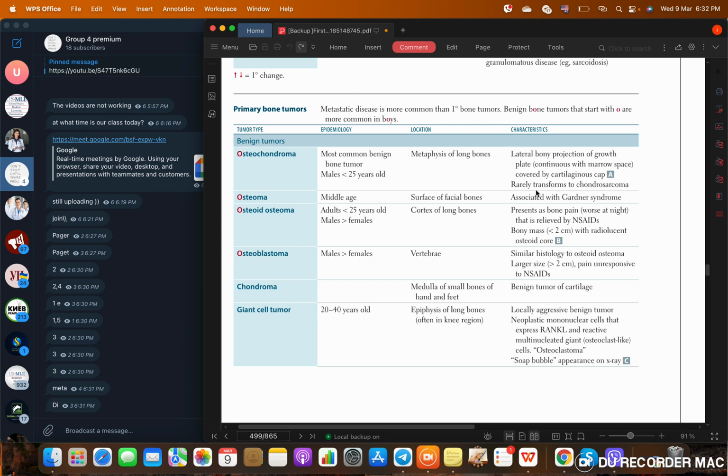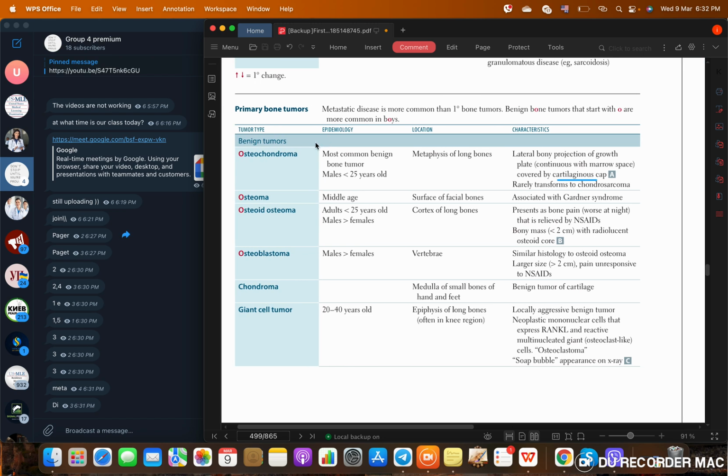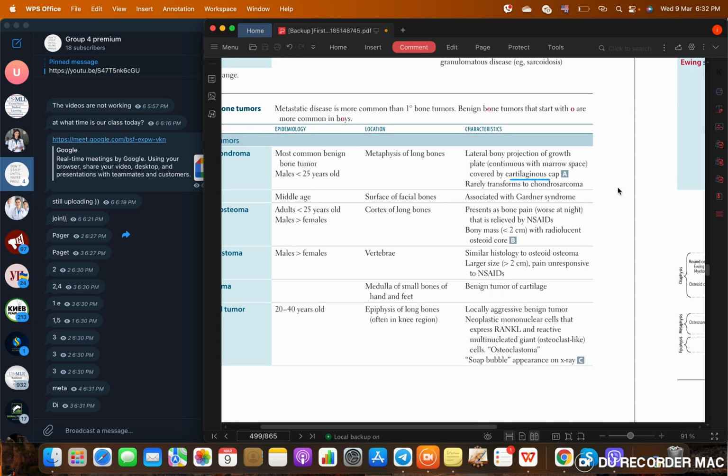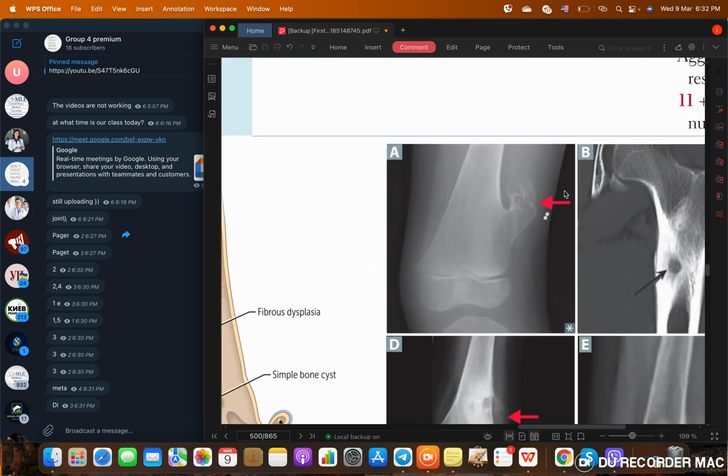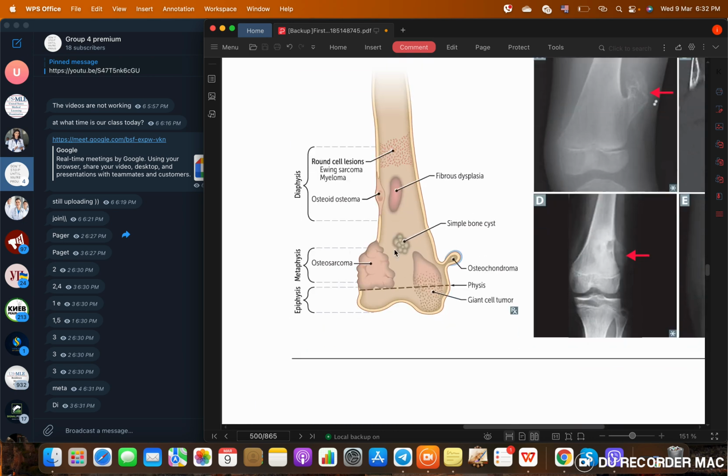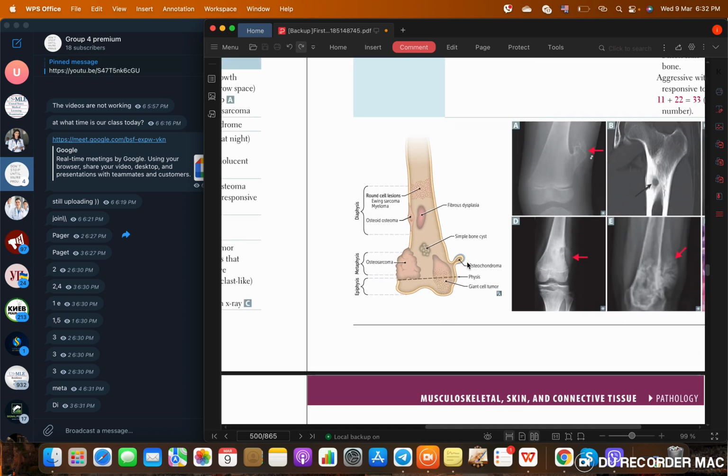So they say: lateral bone projection, covered by a cartilage cap, rarely transforms to osteosarcoma. Osteochondroma is benign. Chondrosarcoma is malignant. So let's take a look at it. You can see how it's projecting to the side, and they even show here that osteochondroma goes out from the metaphysis.